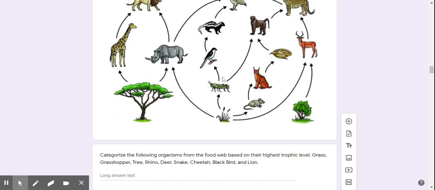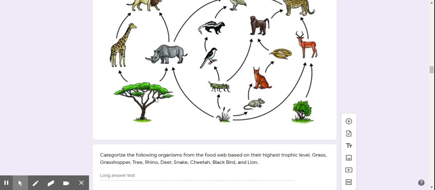Now let's look at the grasshopper. Now the grasshopper eats the grass. So he's a primary consumer. And he doesn't have anything else that he eats. So this is the highest level that the grasshopper can get to, primary consumer. Let's look at the tree right here. The tree is at the highest level already, and that is the producer level. So our grass and our tree are producers because that's the highest level that they're able to reach. They're not consuming anything else, so they can't be any form of consumer.